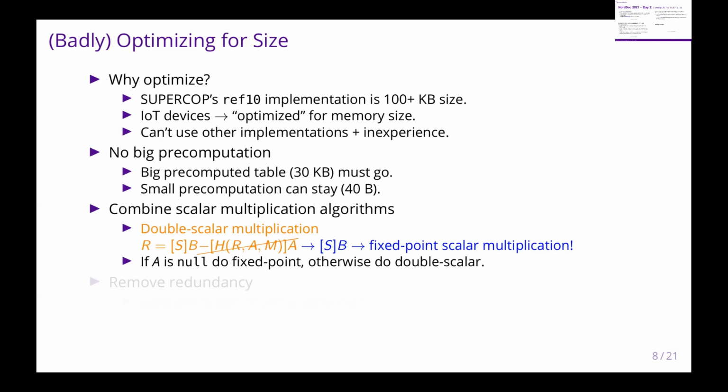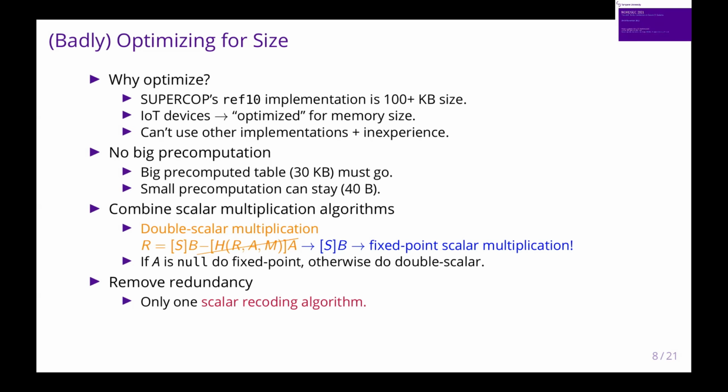And at the same time, we only need then one scalar recoding algorithm. So that also gets rid of some code. So we end up with a smaller implementation. But I mean, this makes sense, but why is it bad?